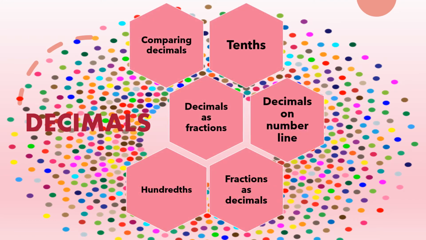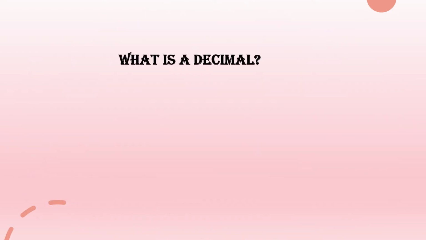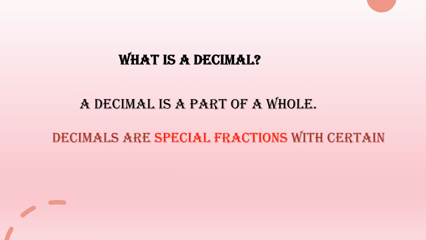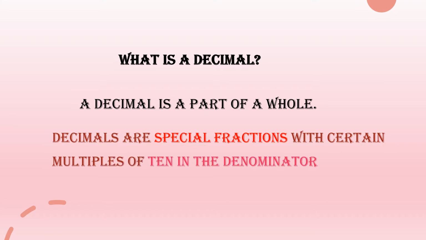Dear students, in this video, let us learn the place value representation of decimal numbers, comparing decimals, how to convert decimals into fractions and fractions into decimals, and decimals on number line. What is a decimal? Decimal is another way to write a fraction. So decimal is a part of a whole. Yes, decimals are special fractions with certain multiples of 10 in the denominator. Let us see this in detail.